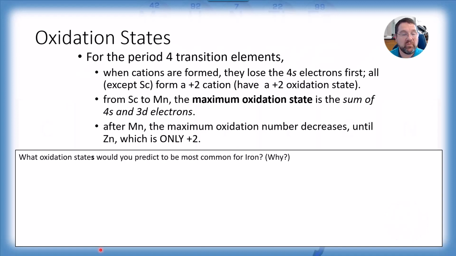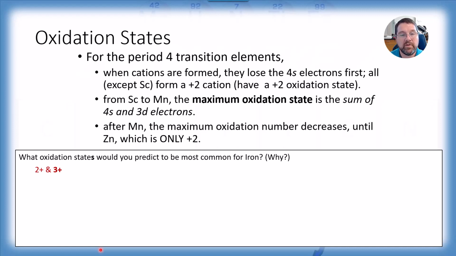So we mentioned iron before. We already talked about this question. What oxidation states would you predict to be the most common for iron? To answer a question like this, you want to start with the electron configuration for the element itself, and then ask yourself, if it's going to lose electrons, where are they coming from first, and how many is it likely to lose, since it's a metal? Well, the 4s electrons, so that's 2 of them, that would lead to a +2 charge.